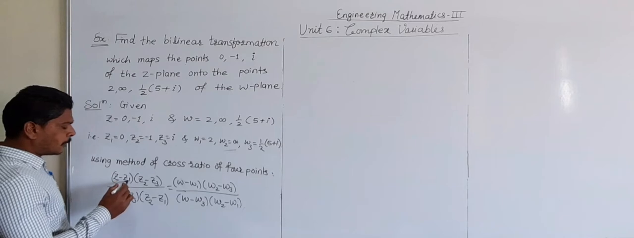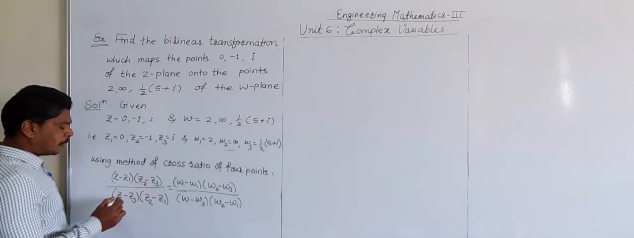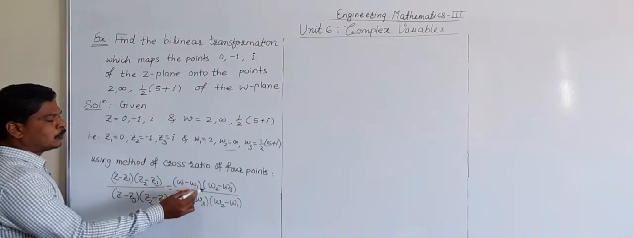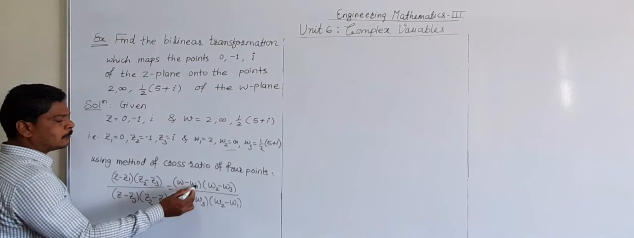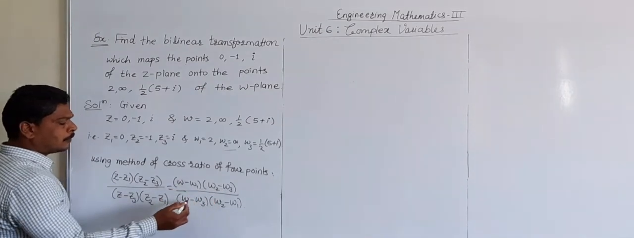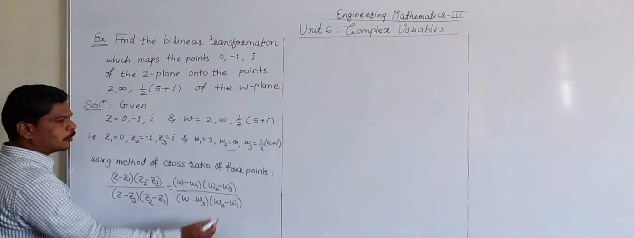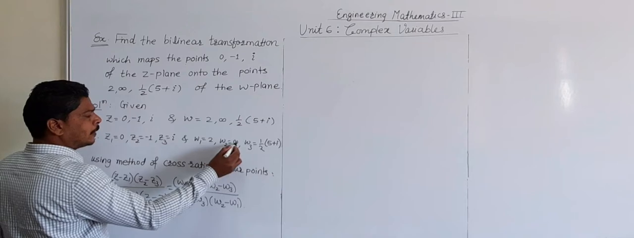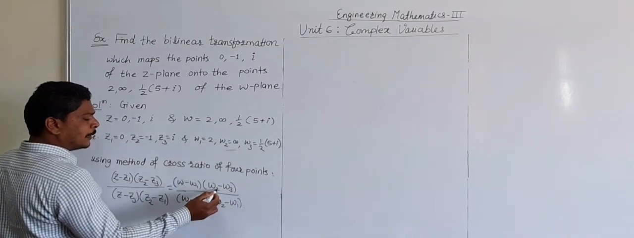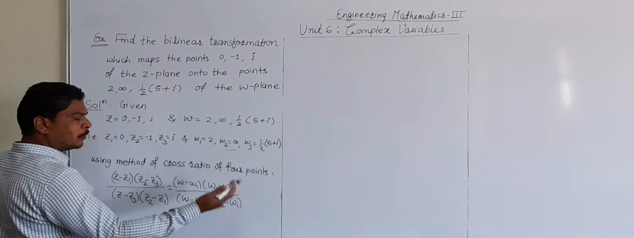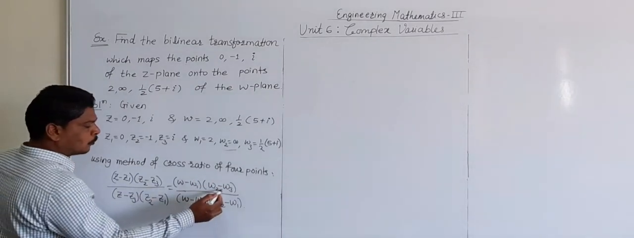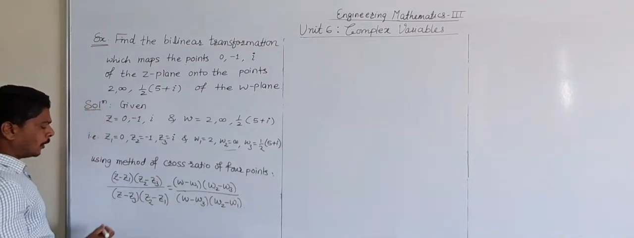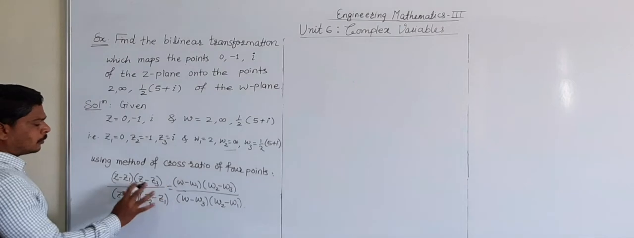So this method becomes (z minus z1) into (z2 minus z3) divided by (z minus z3) into (z2 minus z1) is equal to (w minus w2) into (w2 minus w1)... divided by (w minus w3) into (w2 minus w1). So here w2 is infinity. That's why the terms containing w2 become 1. So that means (w2 minus w3) divided by (w2 minus w1) is equal to 1. So put these values in our equation.